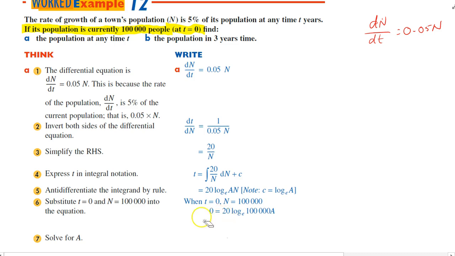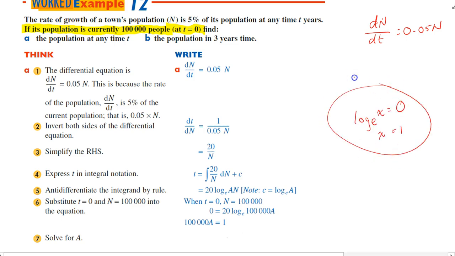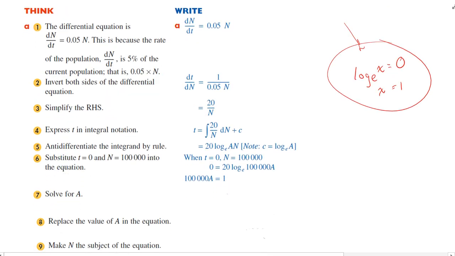We can divide by 20. 0 divided by 20 is going to be 0. That's going to leave us with log base e 100,000a equals 0. That means that 100,000a equals 1, because the only way that log base e of something can equal 0 is if the something is equal to 1. That's one of your log laws. I'll just write it down real quick. That's the log law I'm referring to. And then solving for a, that's going to be 1 over 100,000.